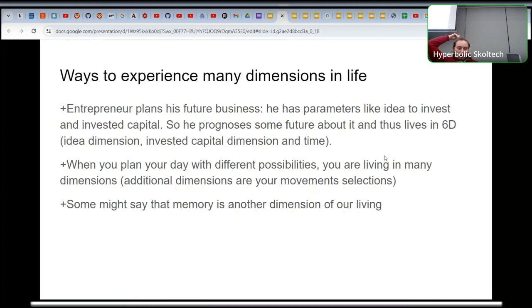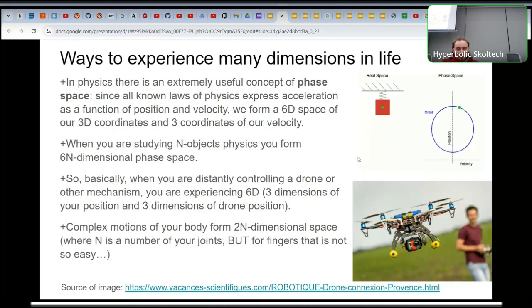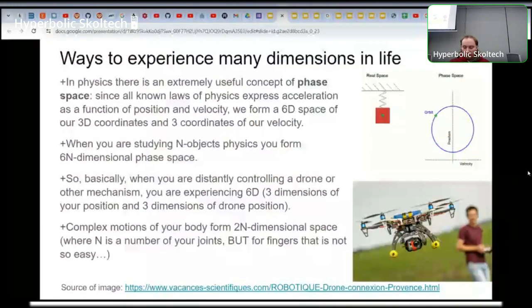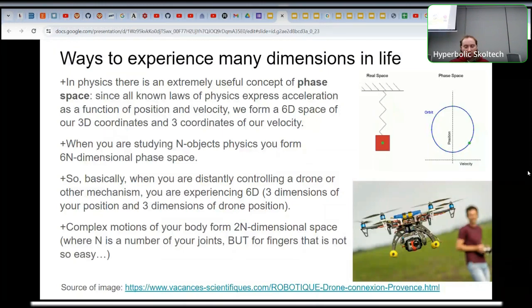So when you plan the day with different possibilities, memory is another dimension of our living, just backward in time. Some physical dimensions: actually, at the mathematical department of Moscow State University, we were studying physics in the way of phase space. This is when you add to the standard three coordinates three other coordinates of your velocity. So this will form a six-dimensional space.